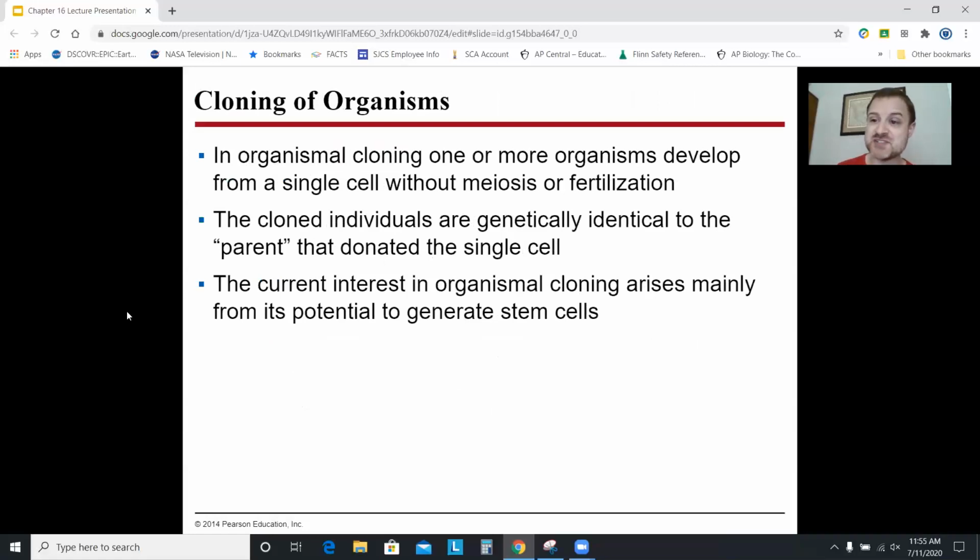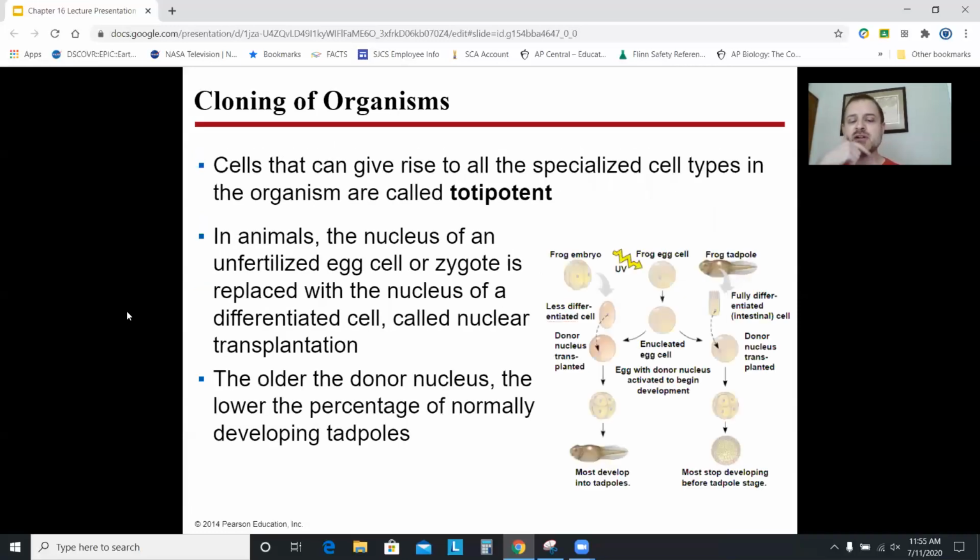Okay, switching gears. Let's discuss cloning for a second. So cloning is the idea of taking things that reproduce sexually, but reproducing them only requiring one cell with no meiosis or fertilization. The way that cloning works, so the word totipotent is something you can describe as stem cells, that they can become any type of cell.